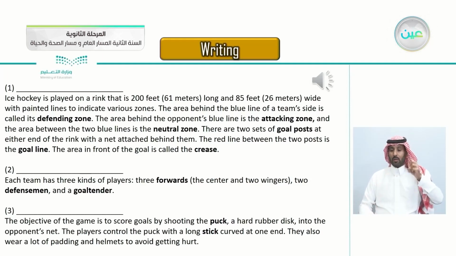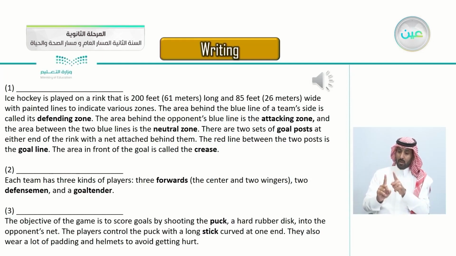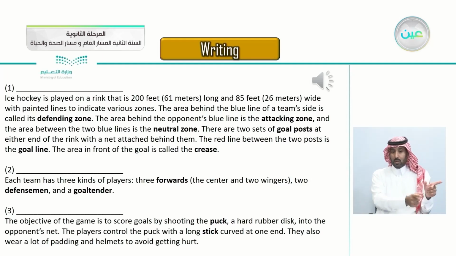Each team has 3 kinds of players, 3 forwards, the center and 2 wingers, 2 defensemen, and a goaltender. The objective of the game is to score goals by shooting the puck, a hard rubber disc, into the opponent's net. The players control the puck with a long stick curved at one end. They also wear a lot of padding and helmets to avoid getting hurt.